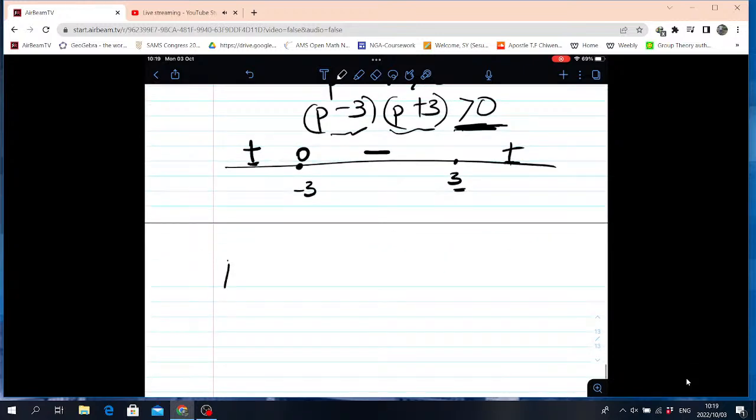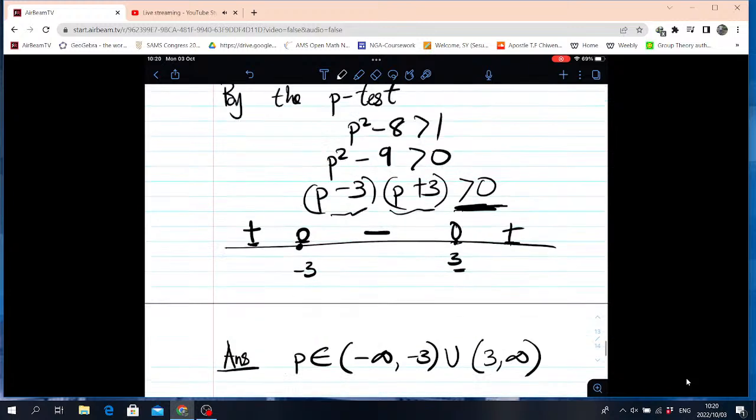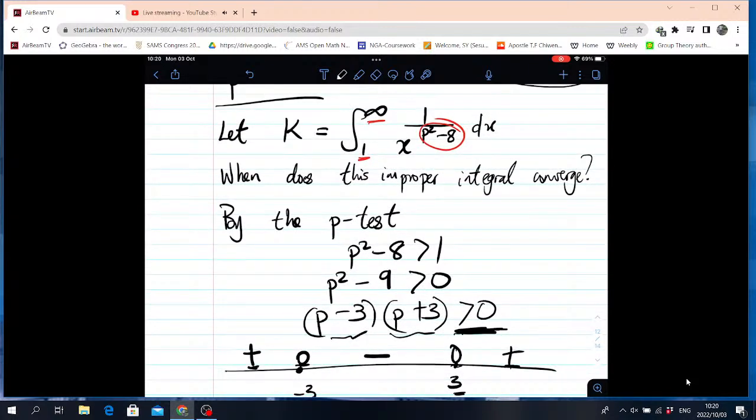So the answer is going to be p from minus infinity to minus 3, and then from 3 to infinity, right? And we don't include minus 3 and 3 because at these points we get zeros, so that doesn't work. So that will be the solution in this case of finding the values of p such that p squared minus 8, so such that this integral is convergent.